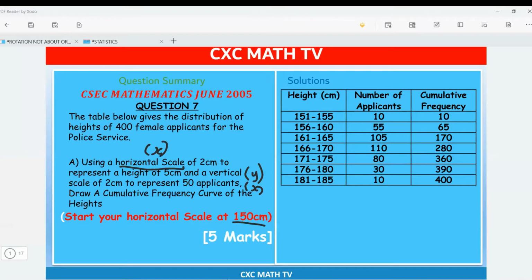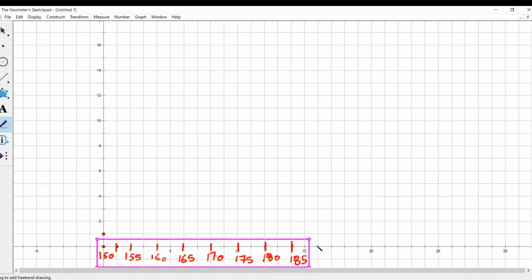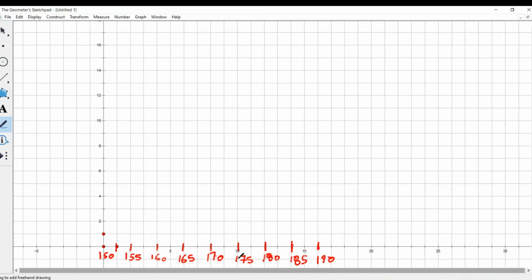All right, so we can stop at 185, or maybe you want to stop at 190, because we know that between 180 to 185 is the highest class interval that we saw, so we can stop at 190. Ignore the numbers that you're seeing. We're using our scale. So just to write our scale that we're using, on the x-axis, we're saying 2 centimeters represents 5 centimeters.